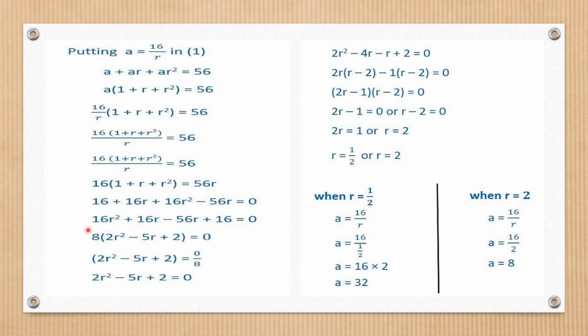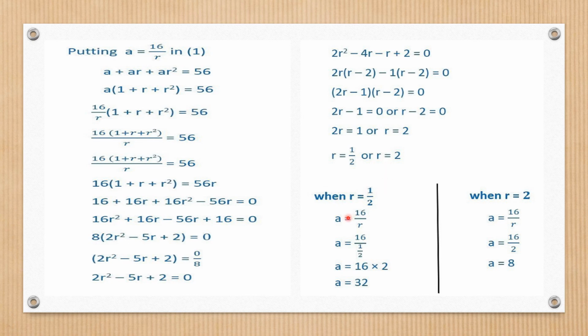Now either you can divide to the other side, or as you know, if the product of two things is 0, then either one can be 0. So 8 is never equal to 0, so this is required to be 0. So 2R square minus 5R plus 2 equal to 0. Again the factorization, which will be 2 times 2 is 4. I need 4, so it will be minus 4R minus R. So I'll get the factors from here: 2R minus 1 equal to 0 and R minus 2 equal to 0. That is, R is either half or 2.